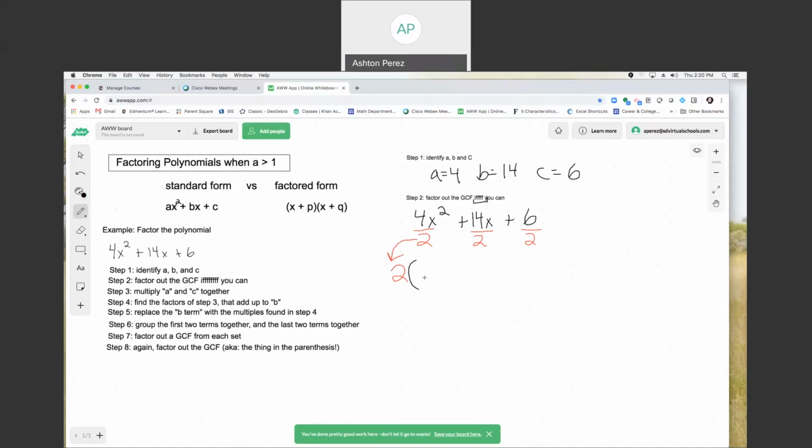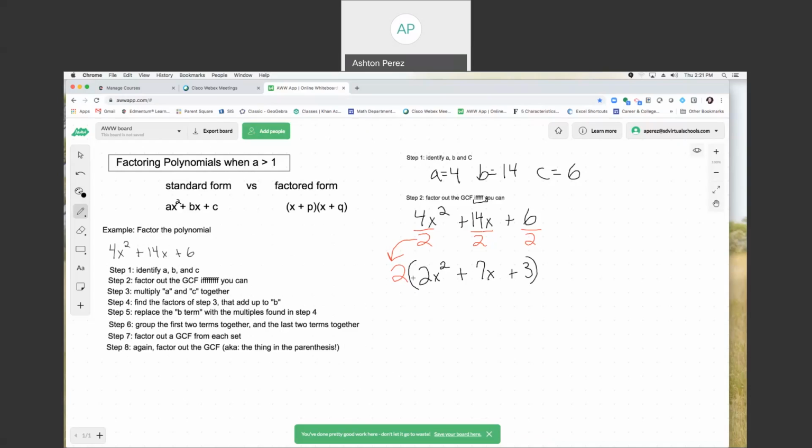So like I said, we are dividing. So when we divide, we do 4x squared by 2. It's just 2x squared. And if you need help on this division process, let me know. We'll cover it during session. 14x squared, that's 7x. And 6 divided by 2, that's 3. So when we pull out the GCF, it goes on the outside of the parenthesis, and what is left over after we divide, that's what's left over.